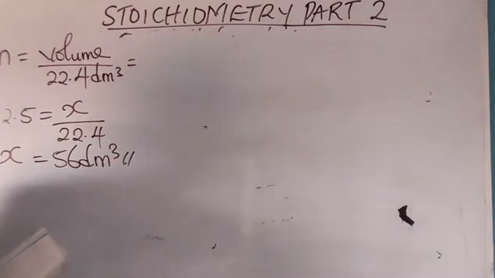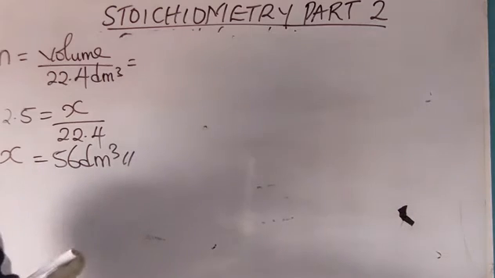What is the answer? What did they get here? 56.0 dm cube. Very, very correct. So that is for that.